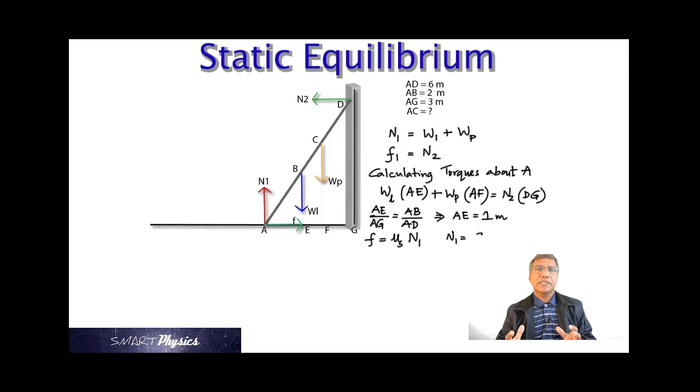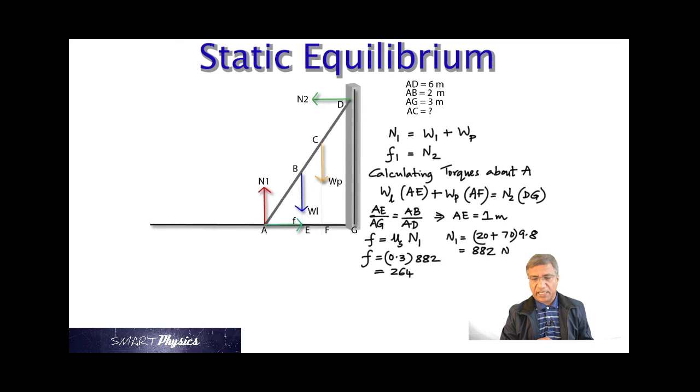Now friction we know is mu S times N1. That's the formula for friction. And N1 from the first condition is the weight of the ladder plus the weight of the person. To get the weight you have to multiply the mass with the acceleration due to gravity. So I added the masses of the ladder and the person, 20 plus 70, multiplied by 9.8, that gives 882 newtons as the normal force. Now plug that value into this formula. Mu s is 0.3, N1 is 882, and you get 264.6 newtons as the force of friction.